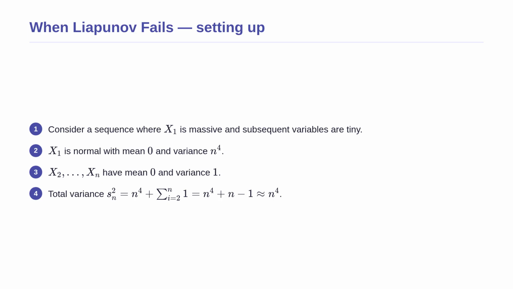It is equally important to see what happens when the theorem does not apply. Let us imagine a highly unbalanced scenario. Suppose our first variable is massive with a normal distribution, a mean of 0, and a huge variance of n to the 4th. All subsequent variables are tiny with a variance of just 1. When we calculate the total variance, the massive variance of the first variable completely swallows the tiny variances of the others. For a large sample size, the total variance is approximately n to the 4th. The first variable is holding almost all the variance.